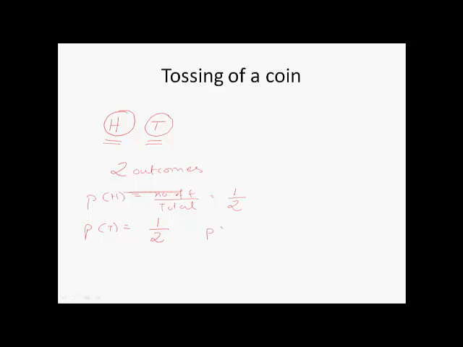As we can see here, the probability of heads plus the probability of tails adds up to 1 by 2 plus 1 by 2, which is equal to 1. So when the sum of two probabilities for an event adds up to 1, it indicates that there is no other possibility of an outcome. Heads and tails are the only two outcomes which can possibly come when we toss a fair coin.